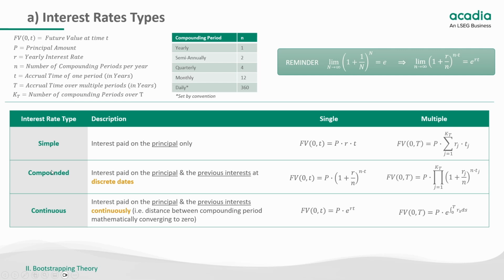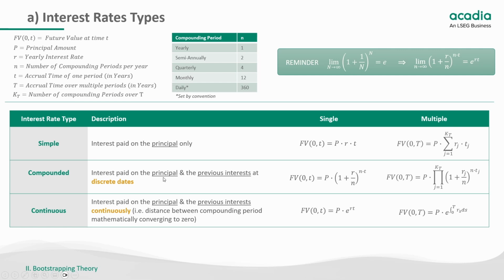Then we have the compounded interest rate, also called discretely compounded interest rate, which pays interest on the principal amount, but also on all previous interest already paid. Basically, all interest paid is reinvested over time. And this is the magic of compounding interest and why every financial advisor always tells you to invest very early in your life. Now, this is the formula for a single period, with n being the number of compounding periods per year. And this is the formula for multiple periods, which we'll need eventually in some of our calculations.